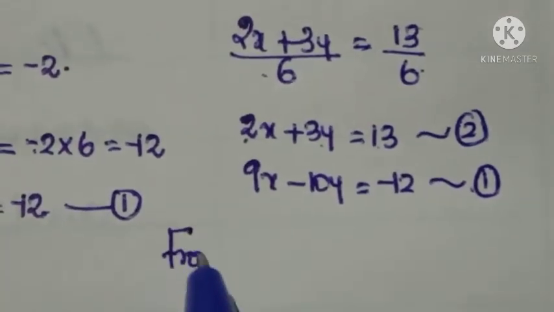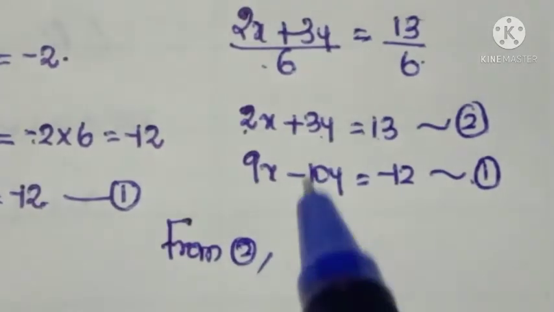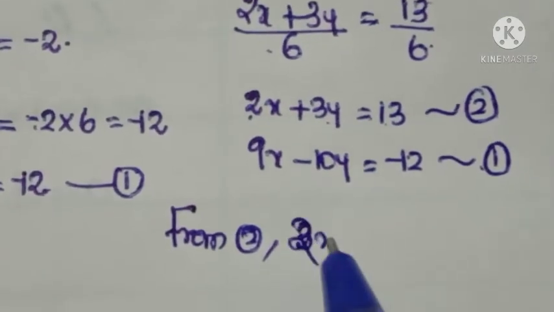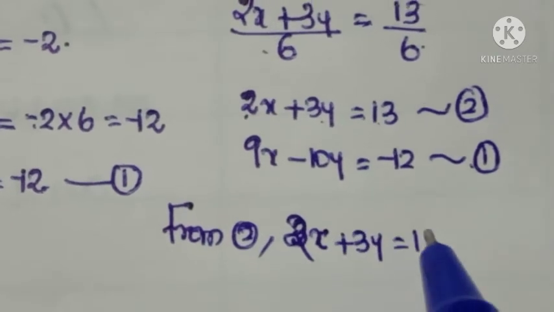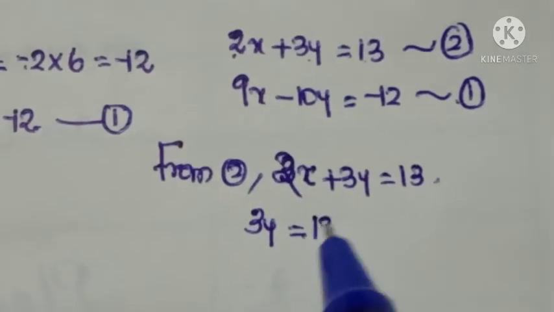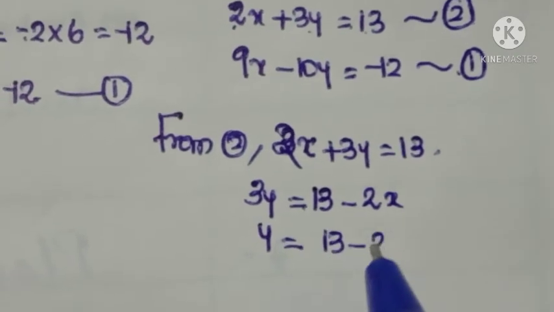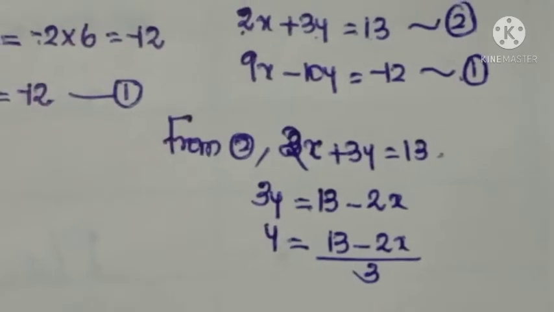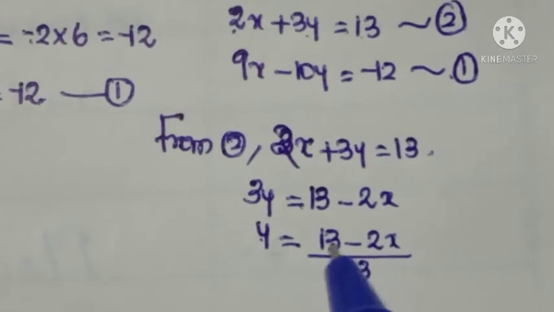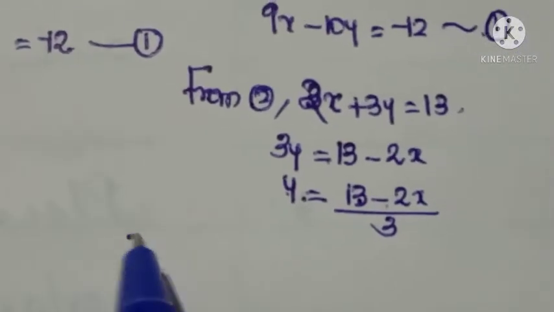Okay. Now consider equation 1 or equation 2. I am considering equation 2. You can consider any of these equations. Now I am going to substitute for y. So equation 2 is 2x plus 3y is equal to 13. So what is 3y from here? 3y is equal to 13 minus 2x. So y equal to (13 minus 2x) by 3. So from equation 2, I substitute y equal to (13 minus 2x) by 3. Now put this y value in equation 1.